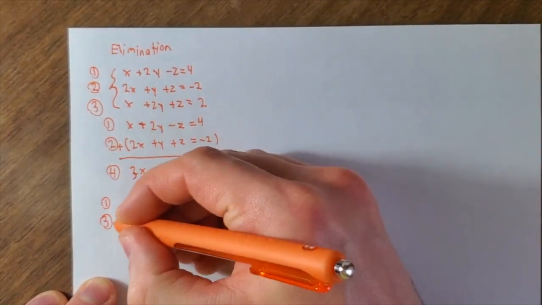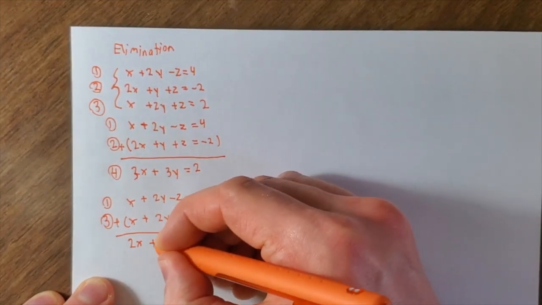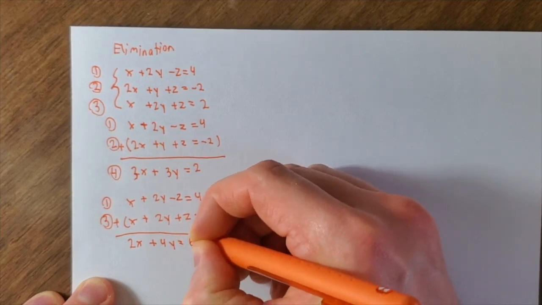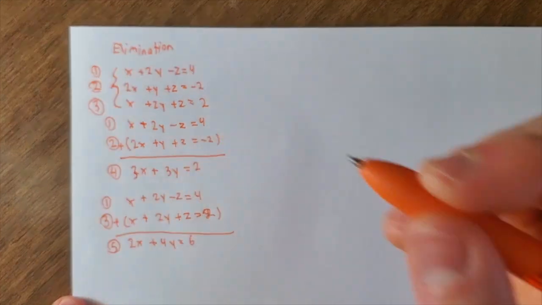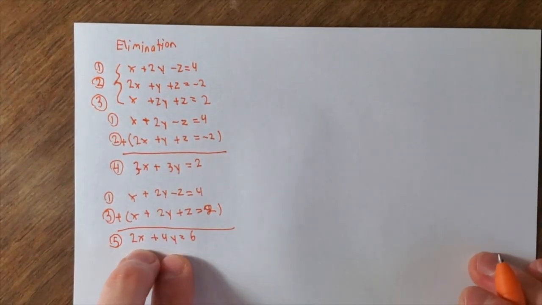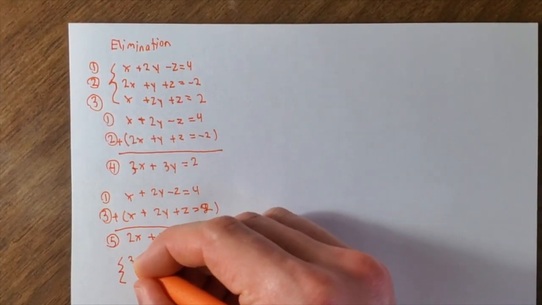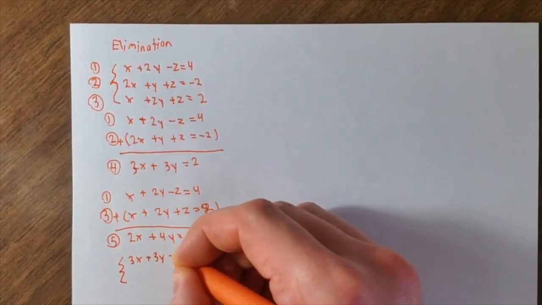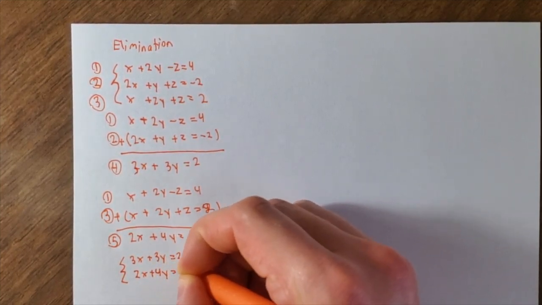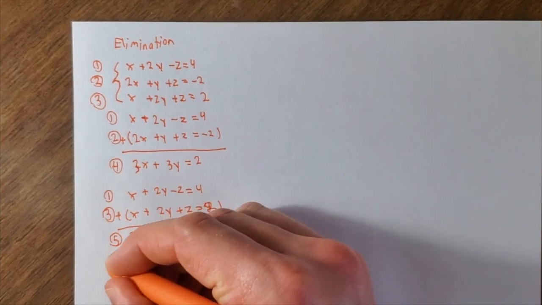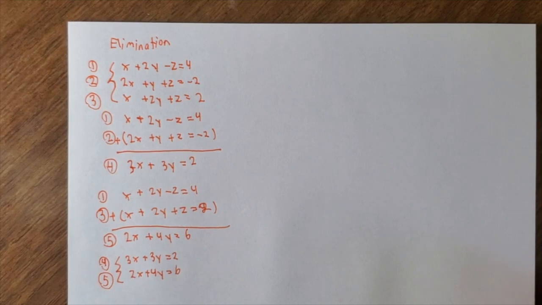Now adding these together again, we'll get 2x plus 4y is equal to 6. And now we have equation number 5, another equation in terms of just x and y. And let's make a new smaller system again. 3x plus 3y is equal to 2, and 2x plus 4y is equal to 6. Equations 4 and 5. Now we have another system with two equations and two variables, which is much easier for us to work with.